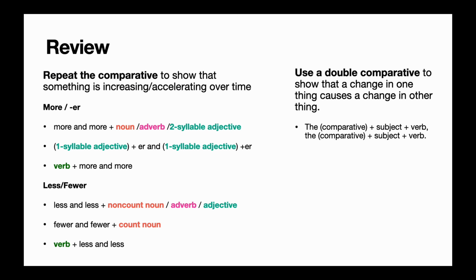So to review, we've talked about 2 different comparative structures here. We repeat the comparative to show that something is increasing or accelerating over time, using more or -er, or less and fewer. And we can use a double comparative to show that a change in one thing causes a change in the other thing, using the plus a comparative structure and then the subject and verb twice.